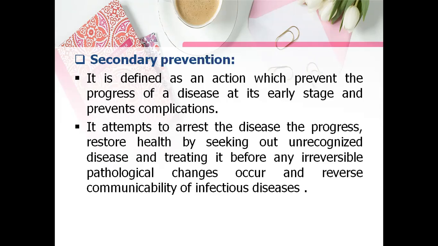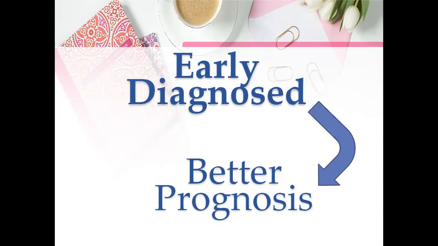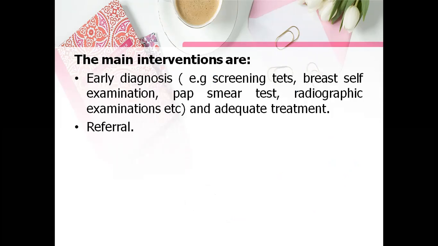If you are diagnosed at an early stage, then the prognosis will be better. So this is the main thing which comes under secondary prevention: early diagnosis and adequate treatment. As soon as they have diagnosed the individual, say he might have cancer in the first stage, they try to treat it fast. When this is done, it really helps in reducing complications and it helps in improving the prognosis.